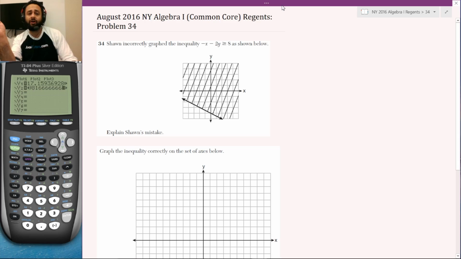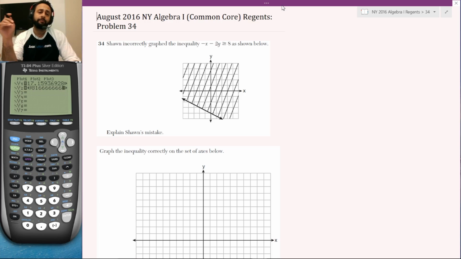Today we're working on the August 2016 New York Algebra 1 Common Core Regents problem number 34. If you want to access these exams, go to nysedregents.org, click on the appropriate tabs, and all these exams are freely available to you.